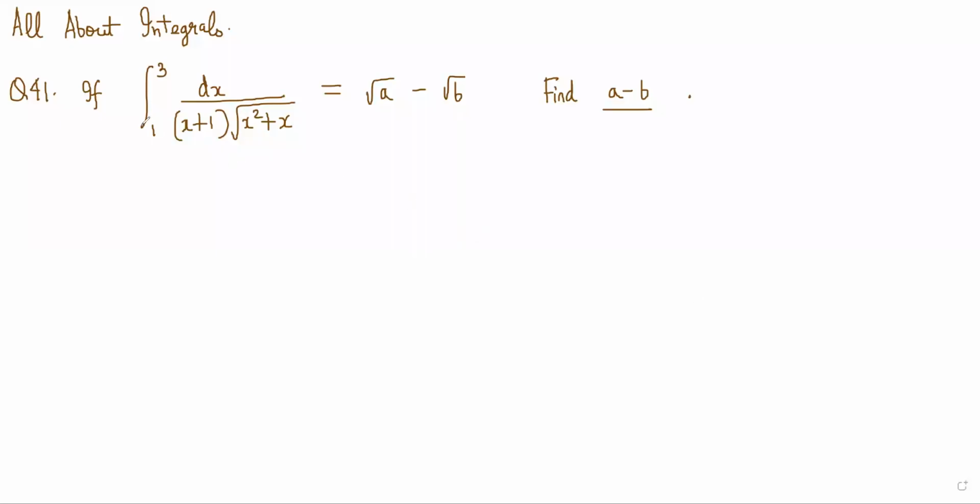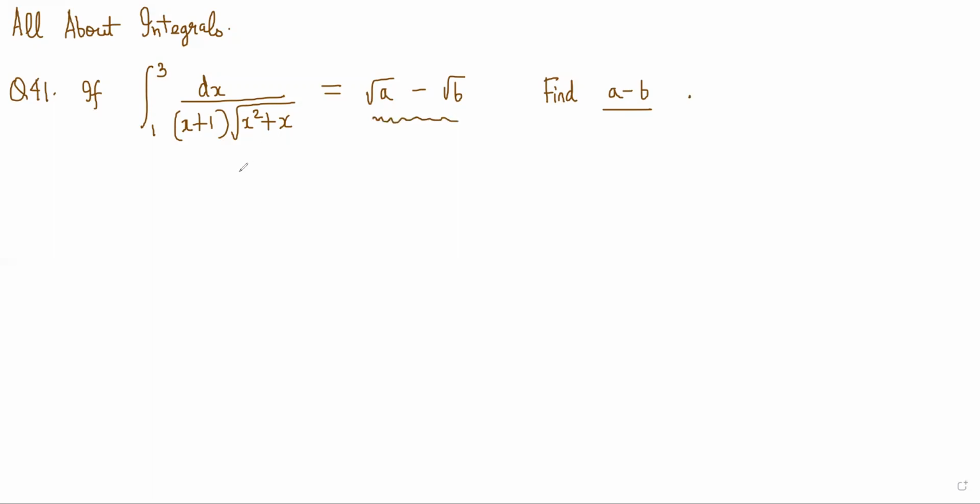Hi, so this is question 41, and we are going to be doing more problems on definite integrals. Let's look at this particular question. You have to find the integral from 1 to 3 of dx by (x plus 1) root over (x squared plus x). Now, this is supposed to be equal to root a minus root b, and we have to find a minus b. So, what can we see here?